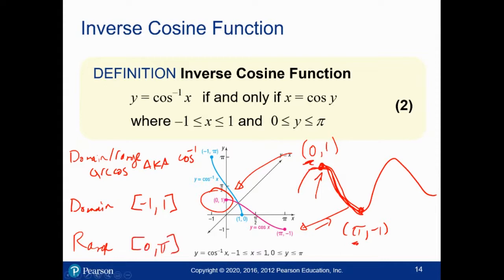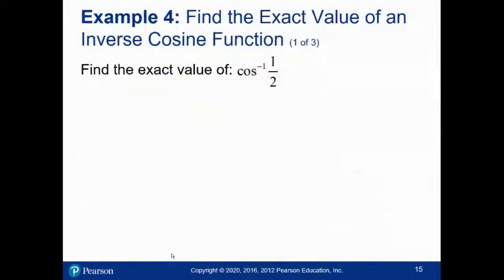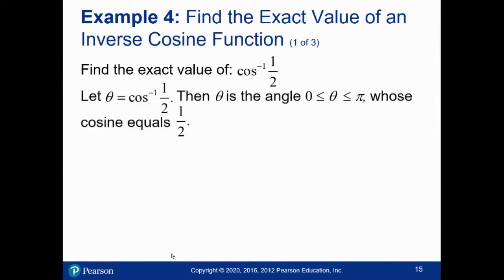Just like arc sine had a range from -π/2 to +π/2, because that's where I could restrict sine to be 1-to-1, arc cosine has a range from 0 to pi, because that's where I can restrict cosine to be 1-to-1. Okay, so let's try to find the value of the arc cosine of 1/2. We're going to do this pretty similar to how we did the previous video. Arc cosine of 1/2 means an angle whose cosine is 1/2.